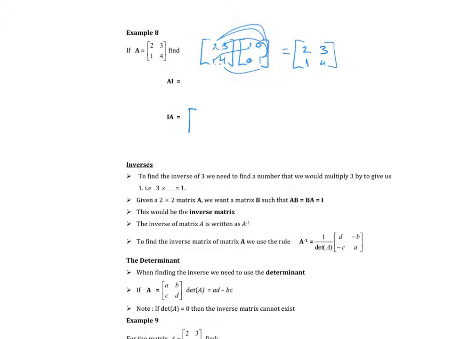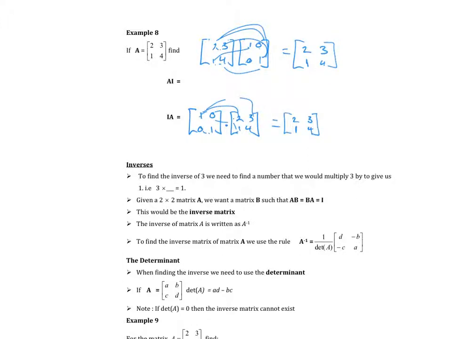If I do IA, that means I have 1001 times 2314. What's that going to give me? 1 times 2 plus 0 times 1, which is 2. And then I get 1 times 3 plus 0 times 4, which is 3. 0 times 2 plus 1 times 1, which is 1. 0 times 3 plus 1 times 4, which is 4.